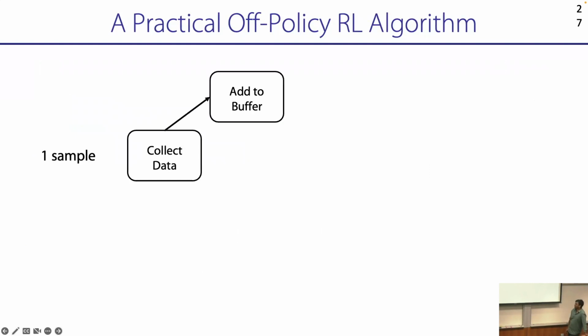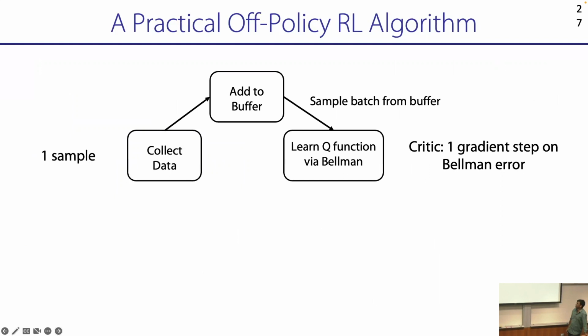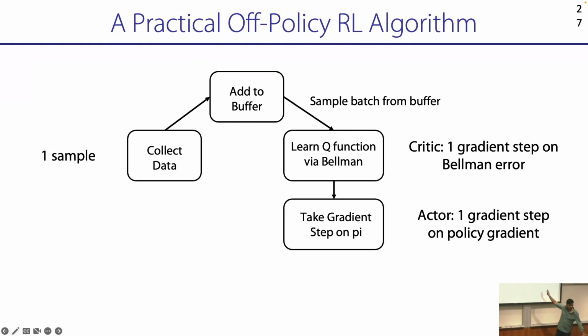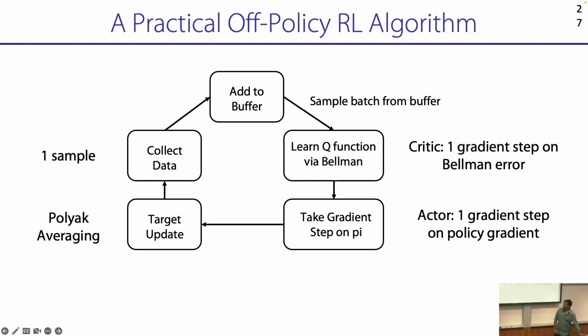Cool. So if we go back to our schematic, we start by collecting data and adding it to the buffer. Then you sample a batch from the buffer, learn the Q function by taking a gradient step on the Bellman error, and update the policy by taking a gradient step on the policy. Then you update your target with Polyak averaging, with a slow update, and then you repeat. Now, you don't have to take one gradient step. You can take several gradient steps, but it doesn't always work.